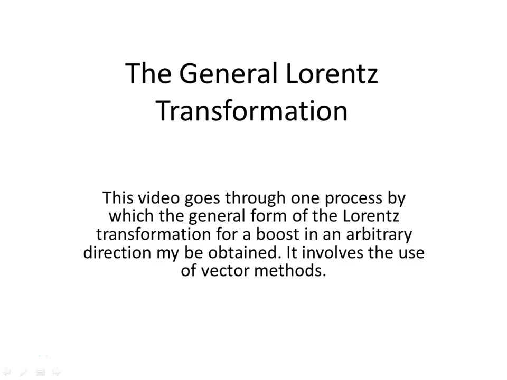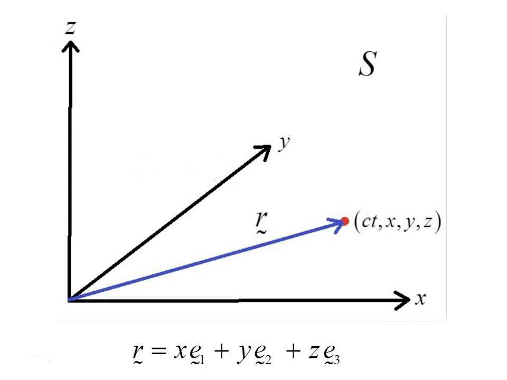This video involves looking at one method for deriving the general form of the Lorentz transformation for a boost in an arbitrary direction. It involves the use of vector methods. So let's start with an observer in the unprimed frame S, and we have an event marked out by ct, the coordinates in Euclidean or Minkowski space, ct, x, y, z.